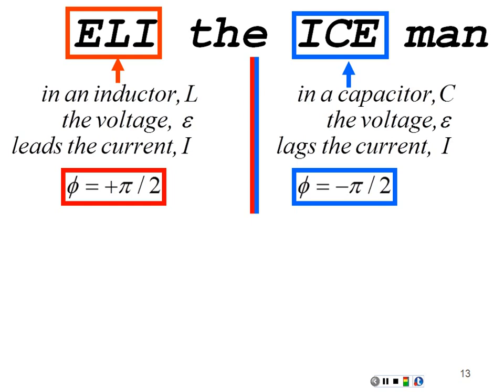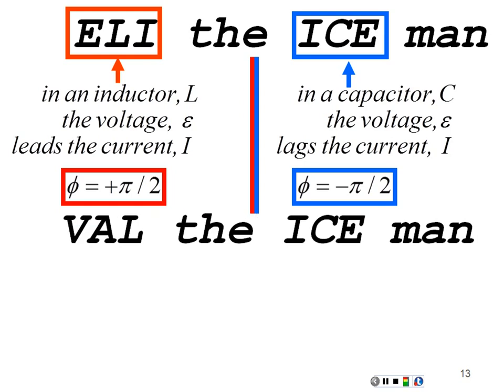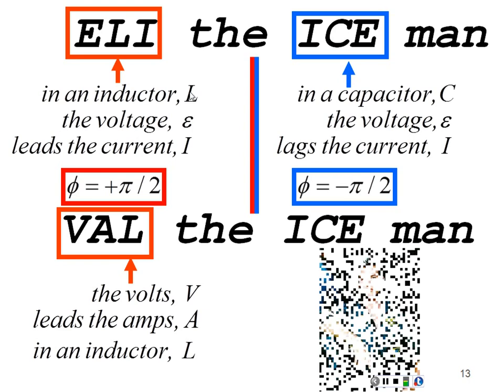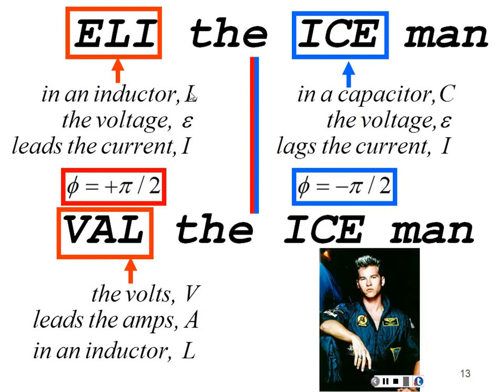Well, that's a good memory device, but I have one of my own, which I call VAL the ICEman. It kind of works in a similar way. In the inductor, the volts comes before the amps. See where I'm going with this? In the inductor, the volts comes before the amps. That gives you VAL. And we know that in the movie Top Gun, Val Kilmer was the Iceman.